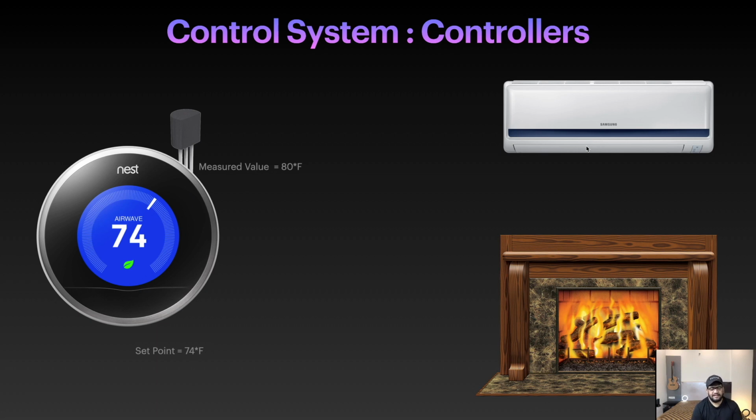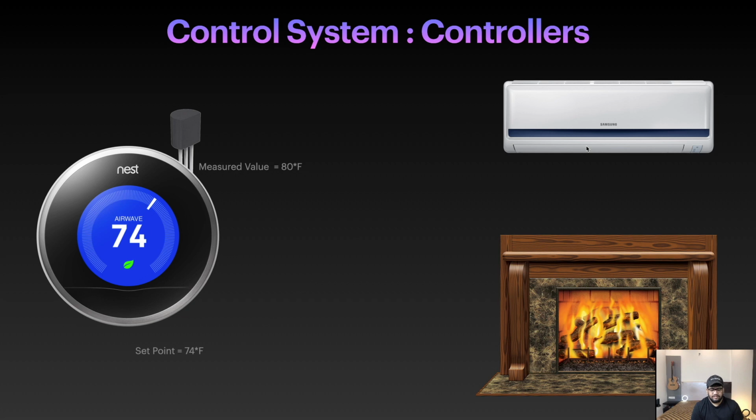So let's take an example where you want your room to be at 74 degrees Fahrenheit. Let's say you have set in the thermostat that you want 74 degrees Fahrenheit. The thermostat has a temperature sensor inside it, and currently it measures that it's 80 degrees Fahrenheit. So it needs to bring the temperature down, and to do that it will turn up the AC and turn down the central heating system, the HVAC. That is one simple example.